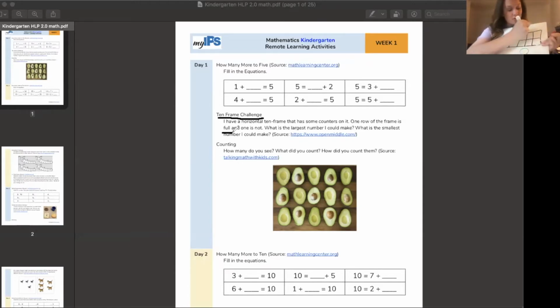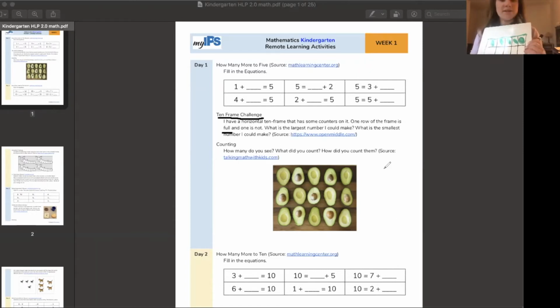So one row is going to be full. That means it's going to be all filled in. So we're going to draw green counters. 1, 2, 3, 4, 5. This is a row. Go straight across. In one row, so the bottom row is not full.